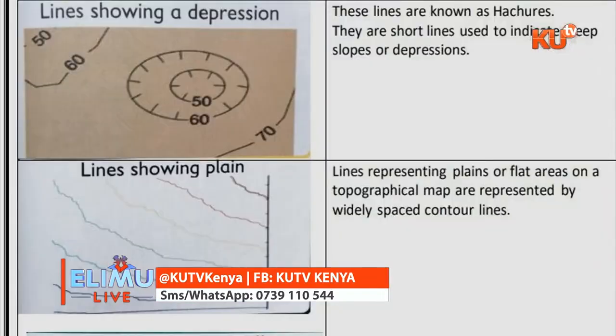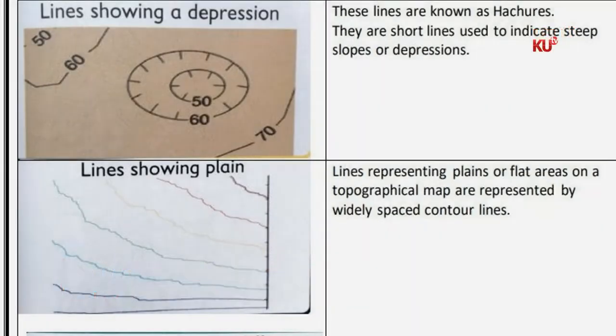For depression, we use what we call hachures. Then plains on a map, we use widely spaced contours. And then number 5, we have cliff. The lines cross each other, or they are closely together.